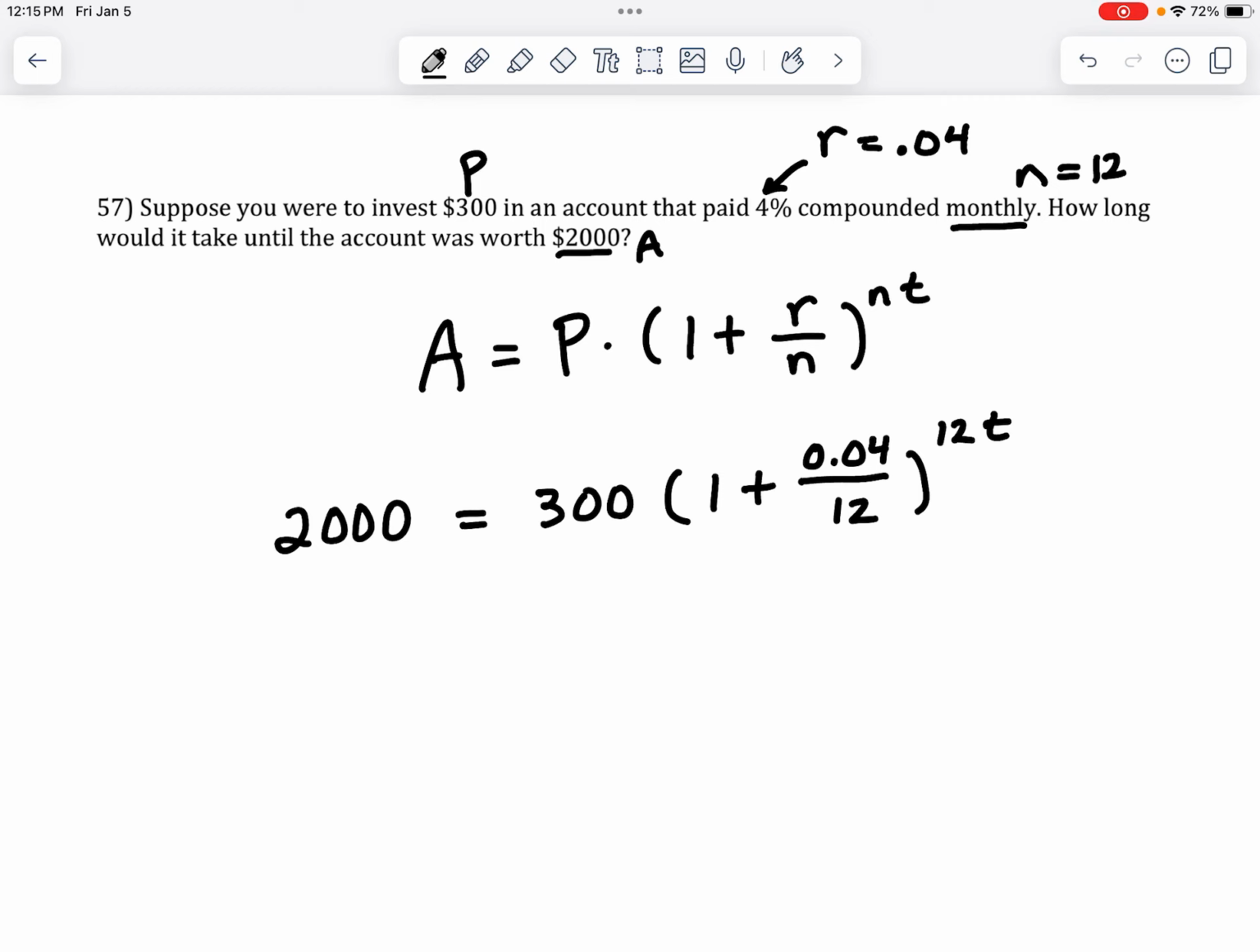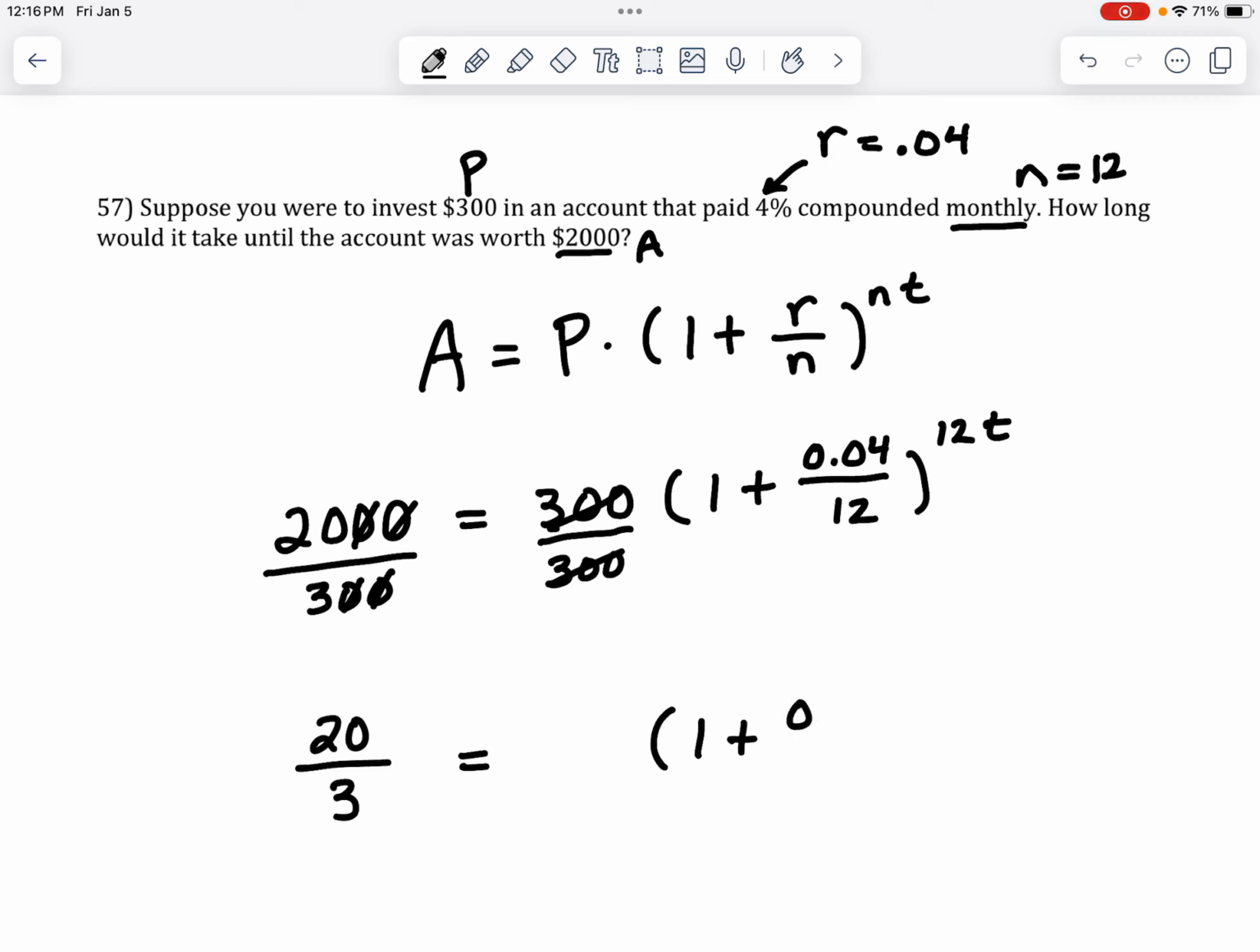So the first thing to do is divide both sides by 300. And these, of course, are going to cancel the 300s. And since it's so easy to reduce, I'm just going to reduce. So this is 20 divided by 3. And on the right side, I'm not going to do anything to it other than just recopy it.